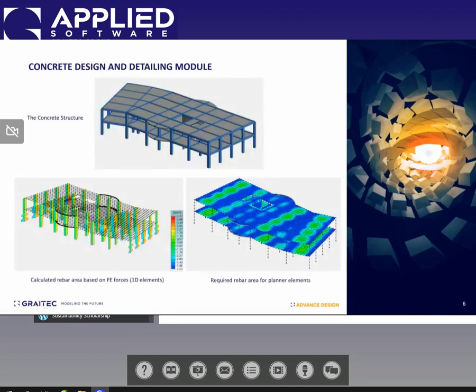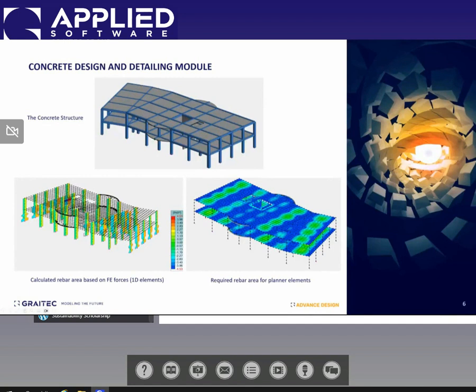So here I have an example of a concrete structure. This is the geometry of a concrete structure in Advanced Design. As you see, I have different types of structural elements in this structure. We have foundations, beams, columns, slabs with openings, and some shear walls there. After performing our analysis and concrete design, first Advanced Design will provide us with the required rebar area, or area of steel, in each element, as you see here.